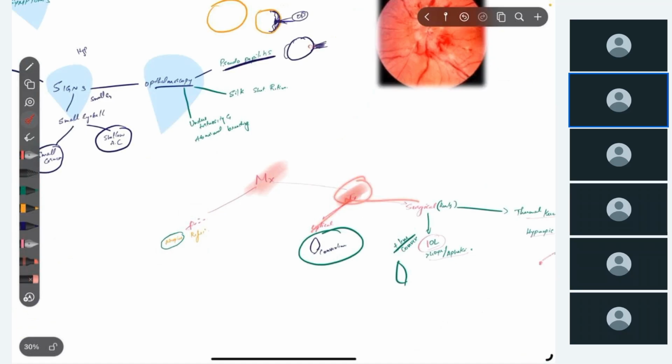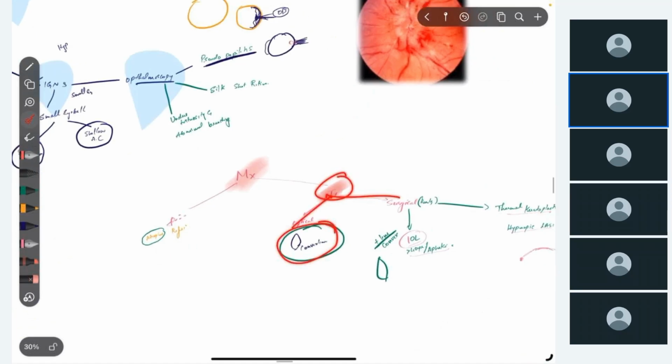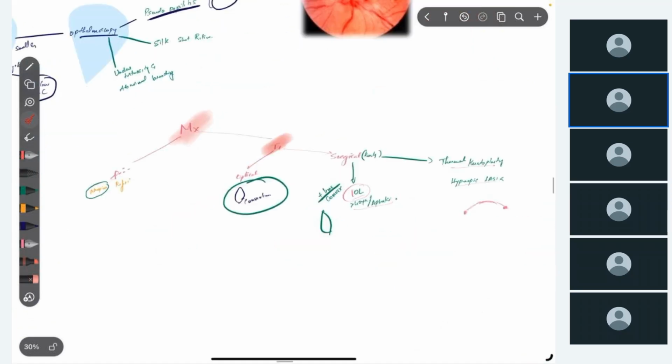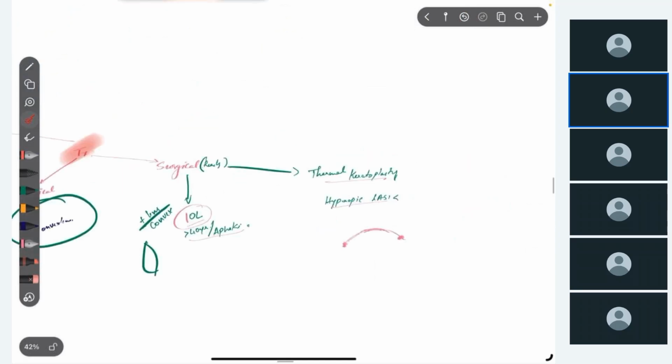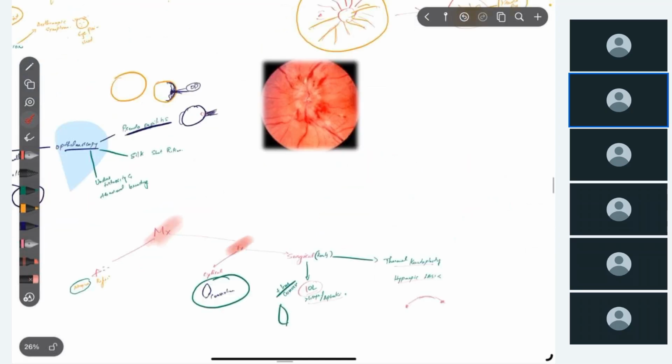Optical: you increase the refractive power by giving convex lenses. Surgical: you can use intraocular lenses, or you can do thermal keratoplasty or hyperopic LASIK. This completes hypermetropia. Is there any doubt?